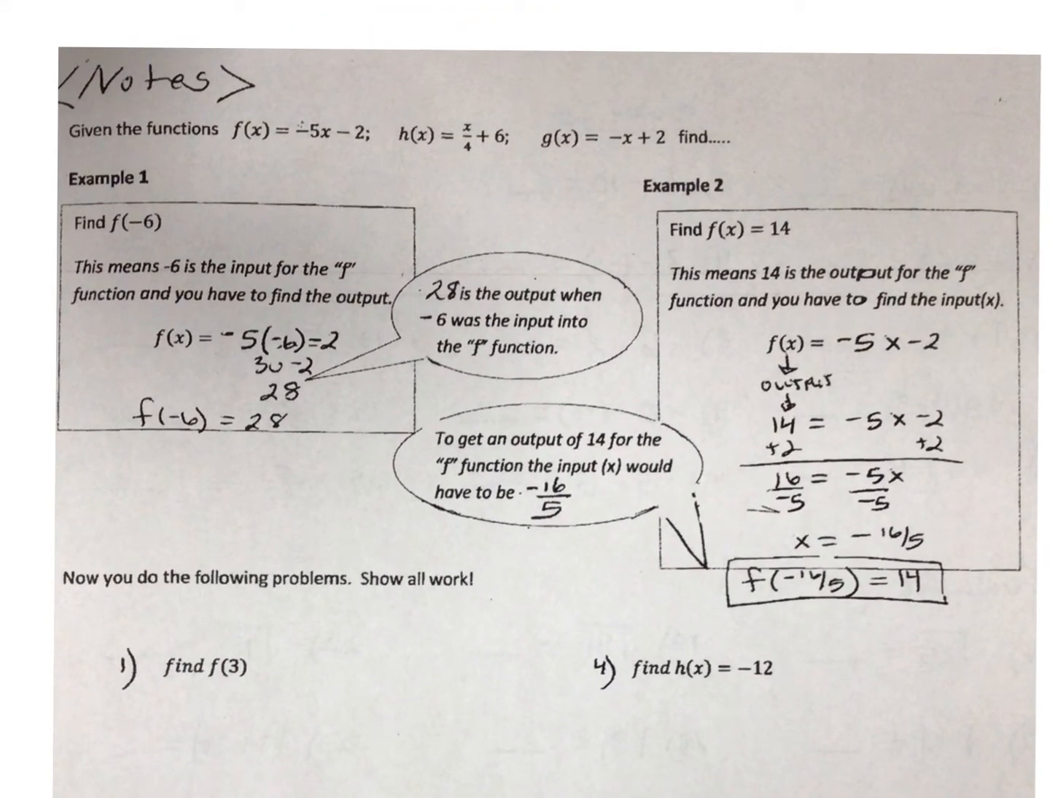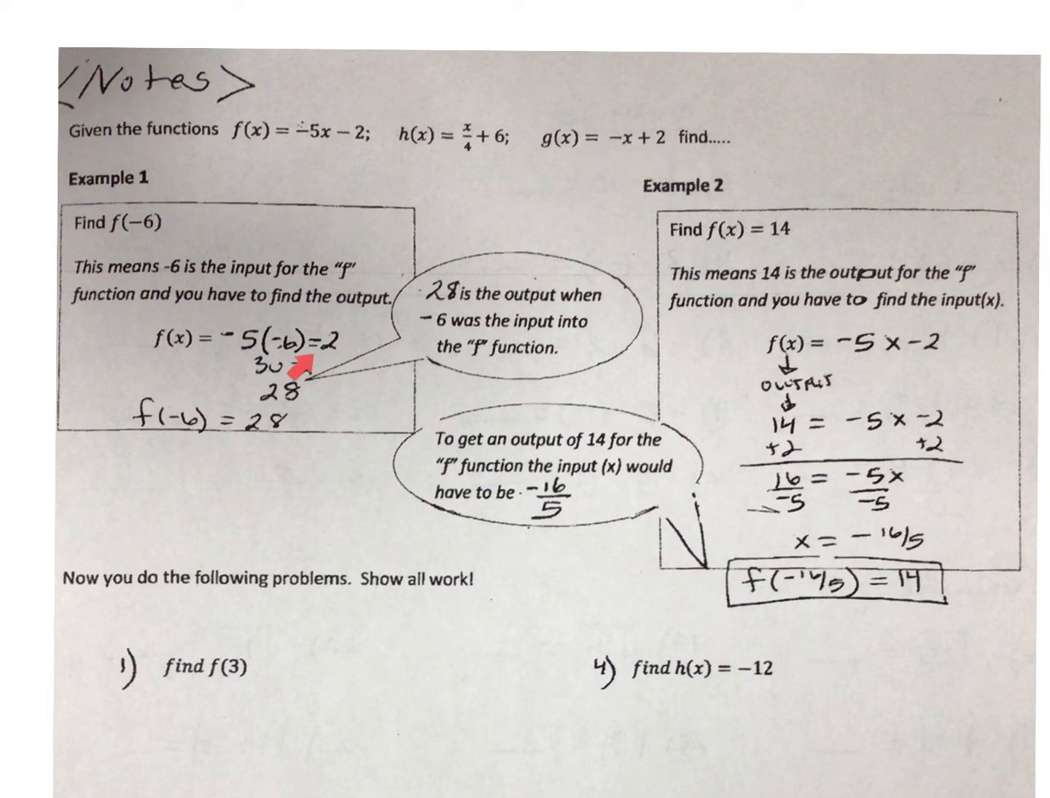All right, so we're going to review what we did at the end of last semester, which is input-output functions. Remember that when we have functions, it says f of x, h of x, g of x. Those are different functions and we're just giving them names, right? The function f of x is negative 5x minus 2. H of x is x over 4 plus 6. And g of x is negative x plus 2.